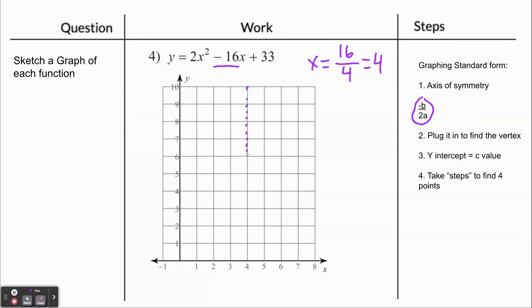So what that means is that this is going to be the center of our parabola. Now, if we plug 4 into this equation, that's actually going to give us our vertex. So what that means is that if we're thinking the x and the y value here, I'm going to plug 4 in to each of these, and that's going to tell me what we got. So we're going to have 2 times 4 squared minus 16 times 4 plus 33. So 4 squared is 16.